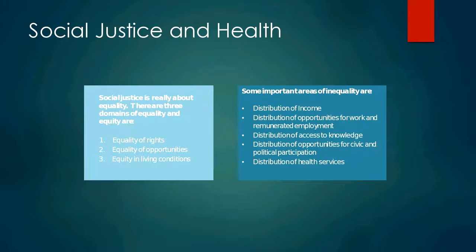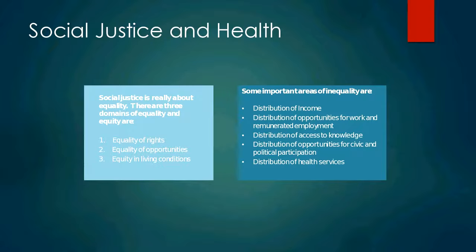So when we think about social justice, this is a really important paradigm in the field of public health. There are three domains of equality and equity that we often think about. These aren't the only three domains, but these are three important ones. They include equality of rights, equality of opportunities, and equity in living conditions. As we break each of these down, we can see how these apply to a really broad cross-section of different policies and programs. It's not just about access to healthcare.